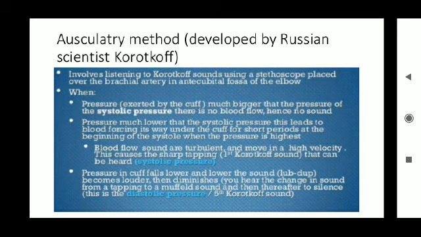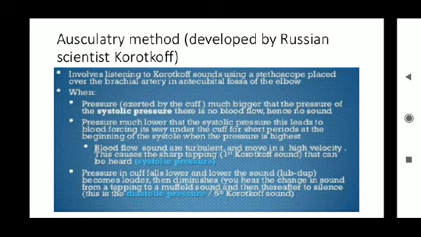When the pressure is much lower than the systolic pressure, this leads to blood forcing its way under the cuff for short periods at the beginning of the systole when the pressure is highest. Blood flow sounds are turbulent and move at a high velocity. This causes the sharp tapping, that is the first Korotkoff sound that can be heard. It is the systolic pressure.